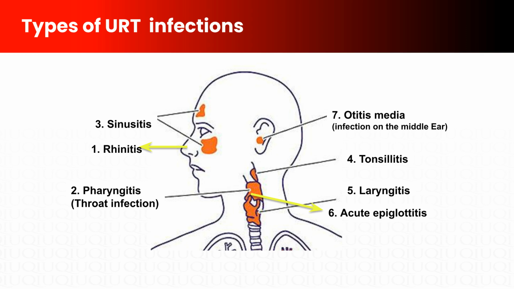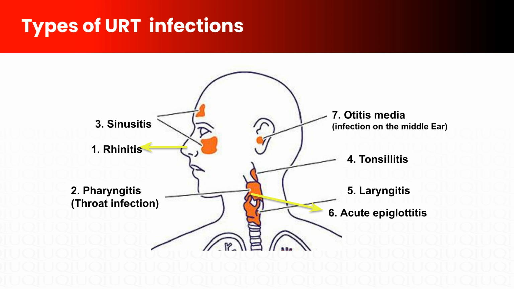The upper respiratory tract is one of the most common sites of infection in clinical practice, affecting millions of people worldwide each year. Let's begin by understanding the different types of upper respiratory tract infections. First is rhinitis, which is inflammation of the nasal mucosa. This is commonly known as the common cold, and is what we experience when our nose becomes congested and runny.